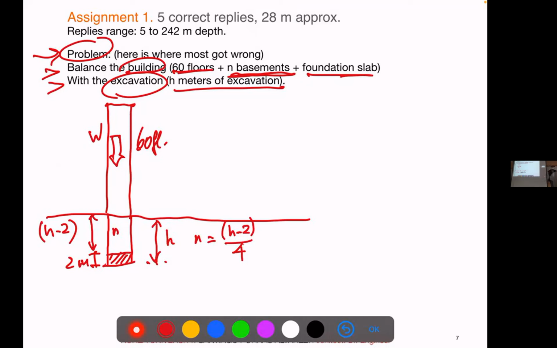Okay, so the building weight, which is part A, is 60 multiplied by 600. We take 1 square meter to simplify. Plus H minus 2 divided by 4 by H. Am I right?